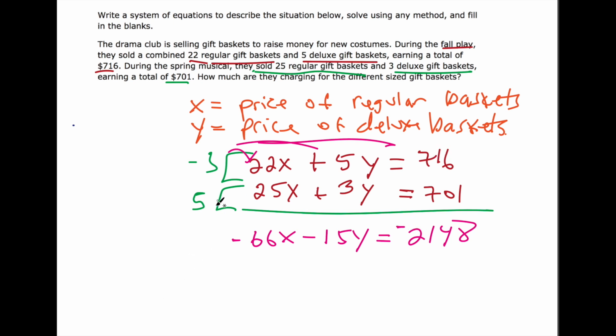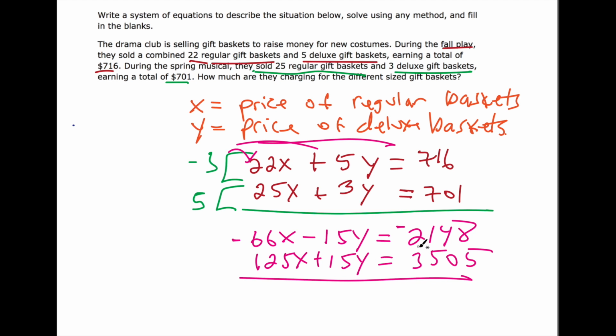And on the bottom, 5 times 25 is 125. And then 5 times 3 is 15, so we have 15y. Don't forget that y. And then there's 5 times 701, which is 3,505.